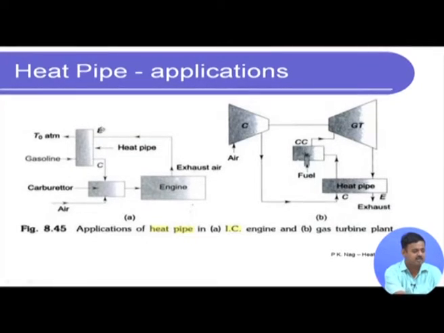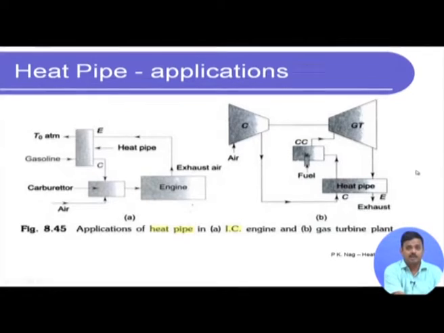Of course the hot end is the evaporator end, which is the exhaust air, and the cold end is the condenser end, which is the fuel or gasoline here, and then the preheated gasoline comes to the carburetor where it mixes with air and then it goes into the engine. So this is for an IC engine, automobile.